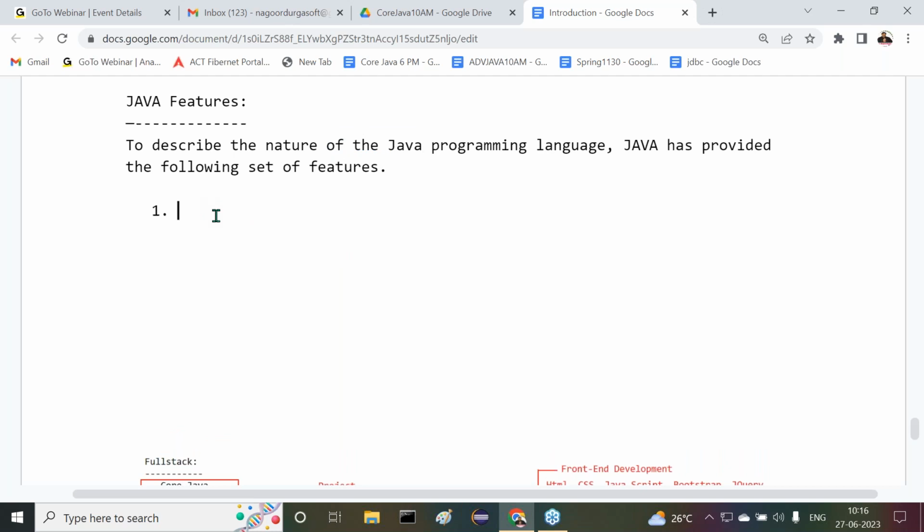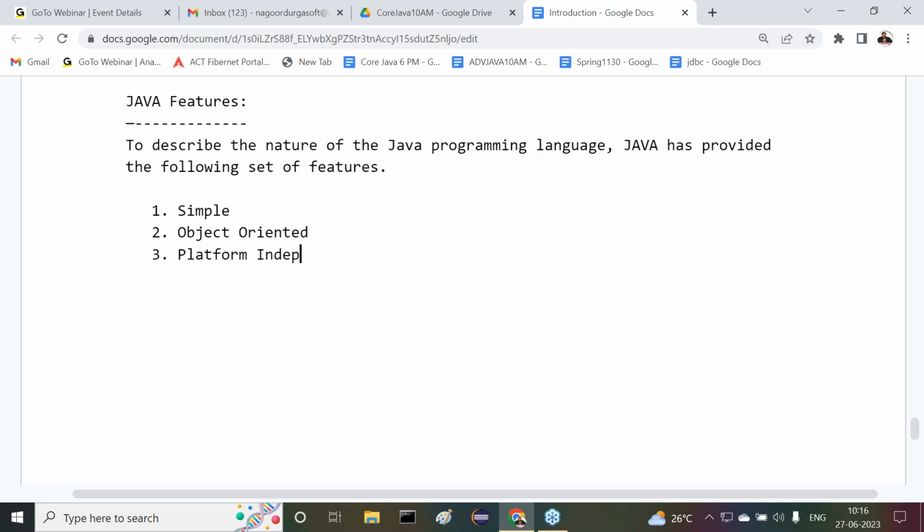The very first one: Java is a simple programming language. Even previously we understood why Java is simple when compared with the C and C++ programming languages. Next, Java is an object-oriented programming language. Java is a platform independent programming language. Then, Java is an architectural neutral programming language.